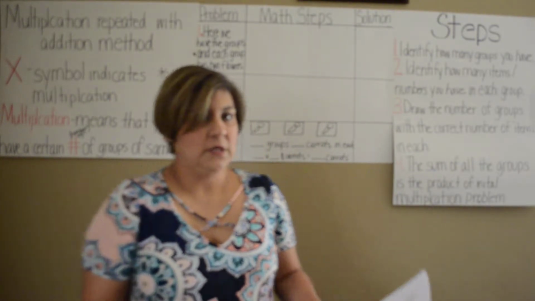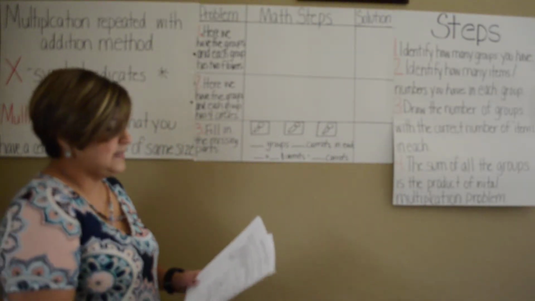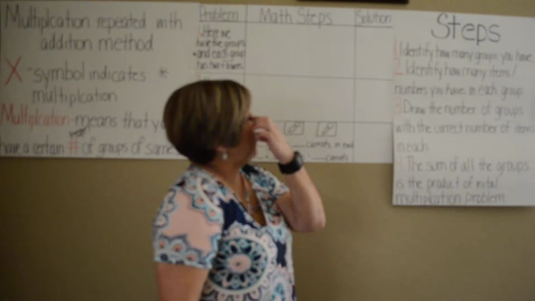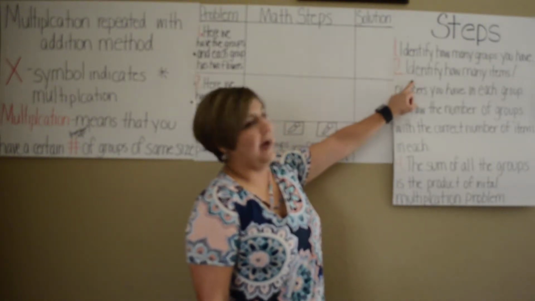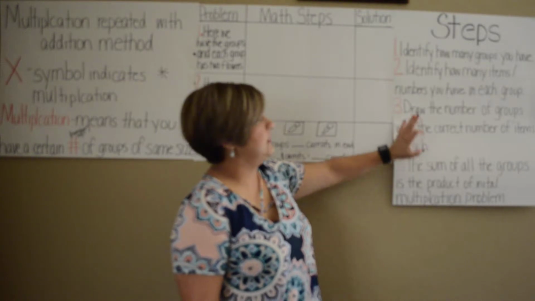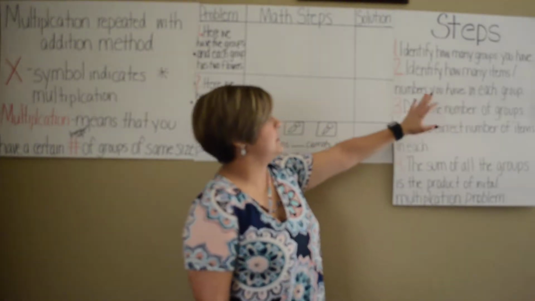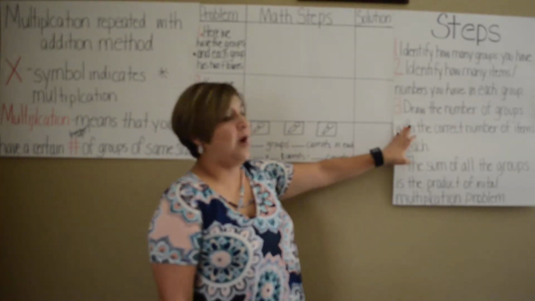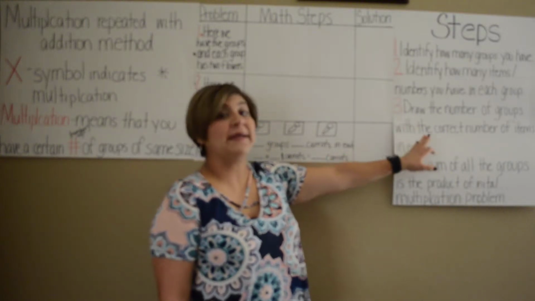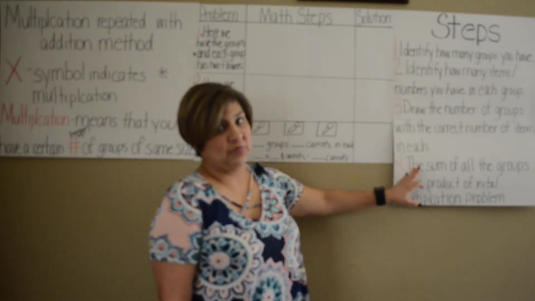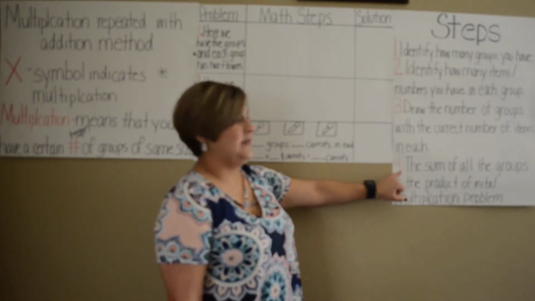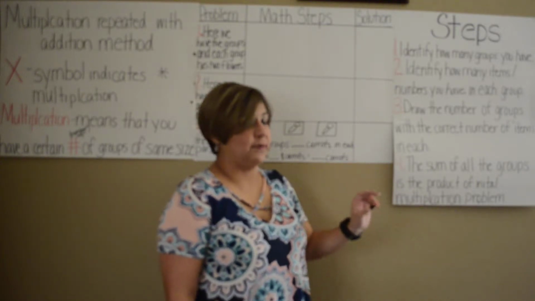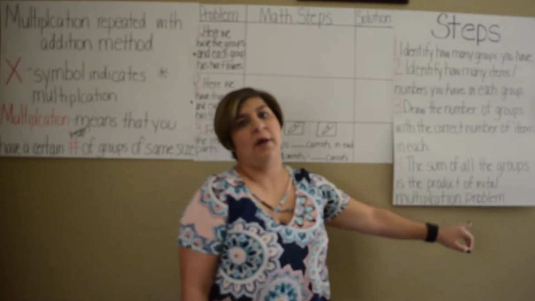Okay, so now we will be going over some steps for this lesson. So the first step, we will be identifying how many groups you have. The next step is identifying how many items or numbers that you have in each group. Your next step is to draw the number of groups with the correct number of items in each. The next step is the sum of the groups is the product, which is your answer, of the initial multiplication problem.